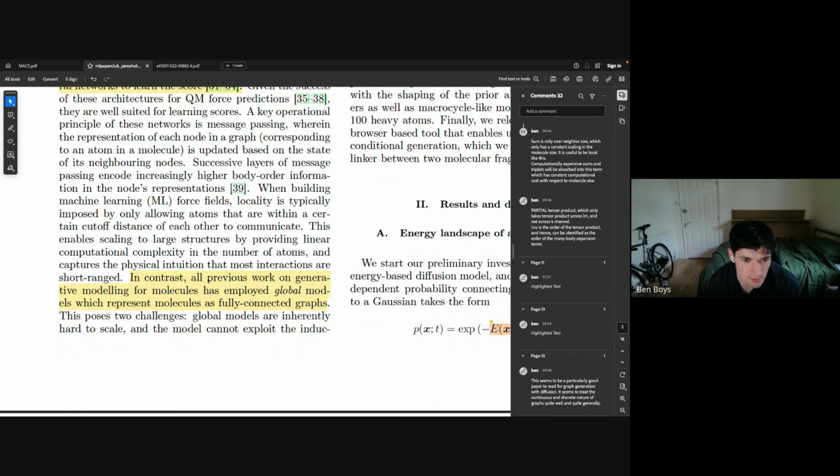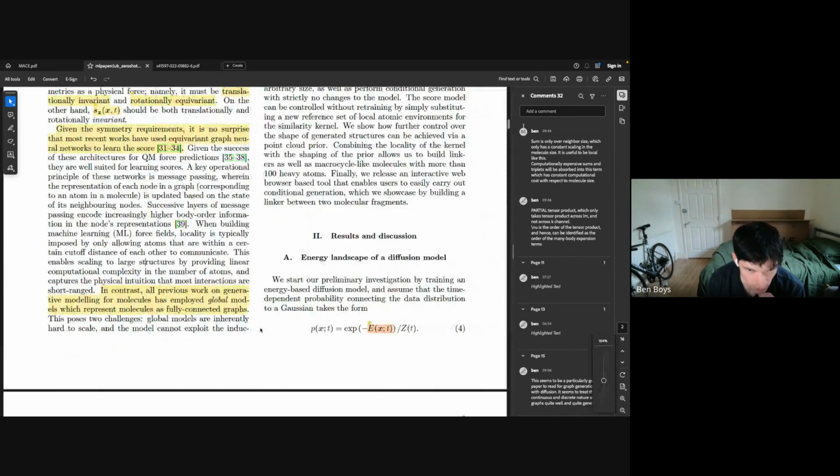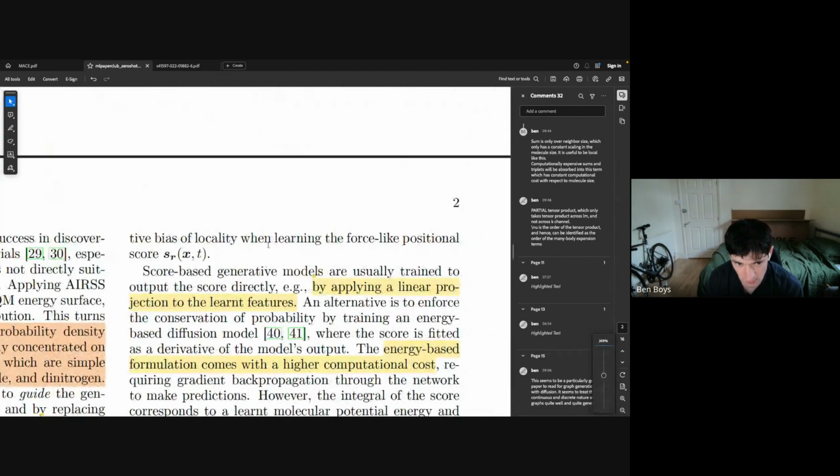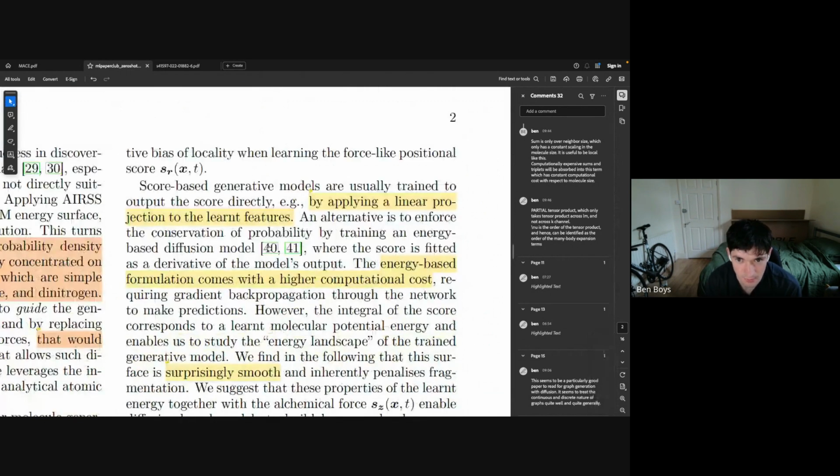In contrast, all previous works, so this is the difference, what are they doing differently? In contrast, all previous work on generative modeling for molecules has employed global models, which represent molecules as fully connected graphs. But this poses 2 challenges. Global models are inherently hard to scale, so they wouldn't scale with the size of the molecule. And the model can't exploit the inductive bias of locality, that we don't have action at a distance when learning the force, like positional score.